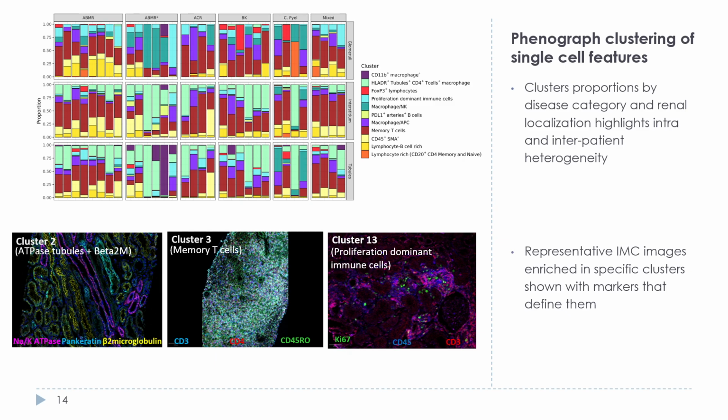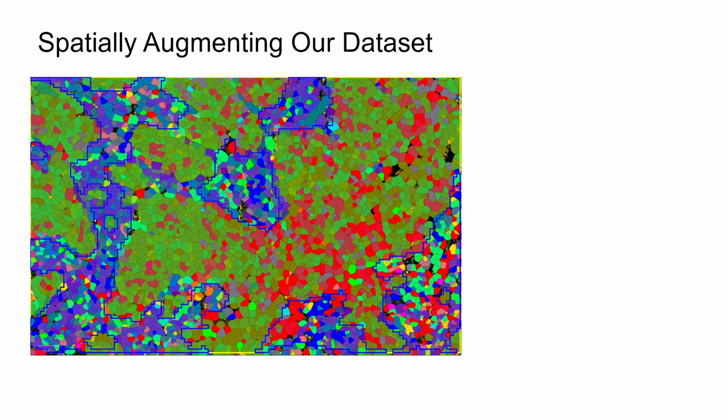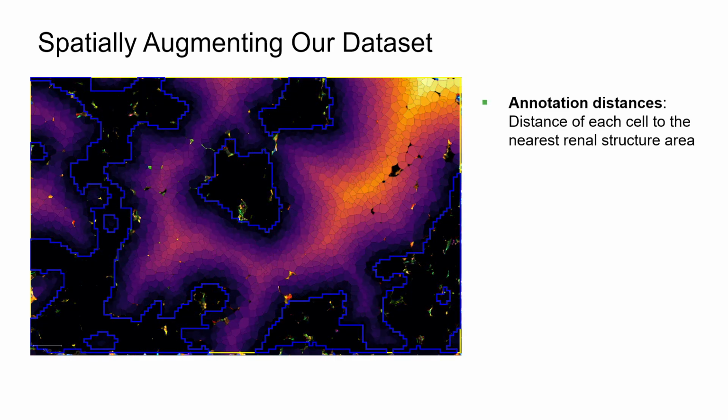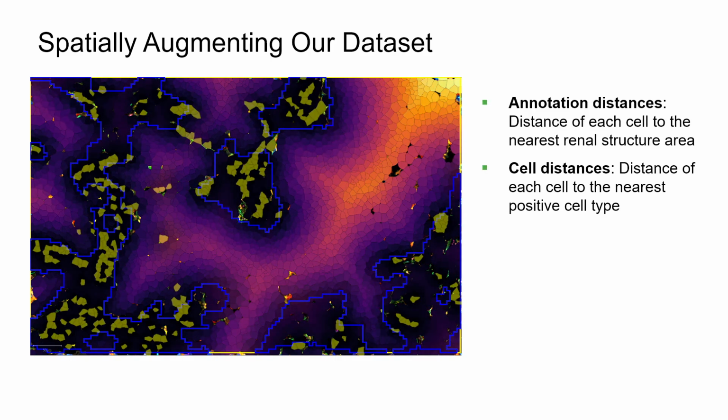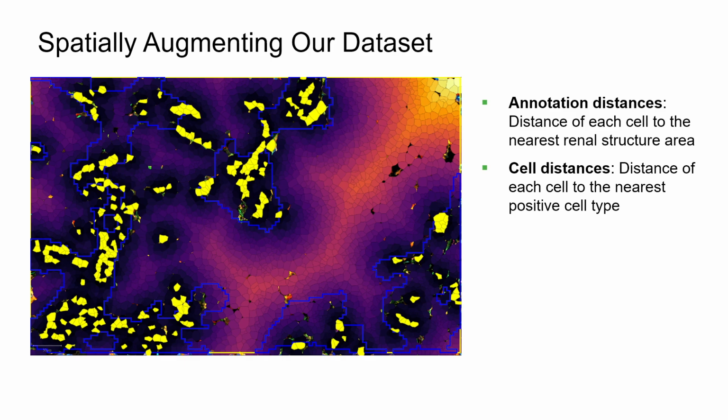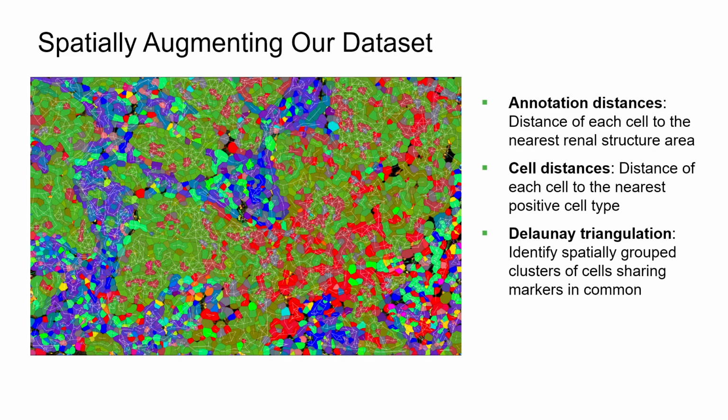But even at this stage, we have yet to extract all the spatial features that we can from this dataset, nor have we actually demonstrated the value over non-spatial features. So we can generate spatial features such as annotation distances, the distance of each cell to the nearest renal structure, cell distances, the distance of each cell to the nearest positive cell type, and Delaunay triangulation, identifying spatially grouped clusters of cells sharing markers in common. And while it's great that we can generate these features, we also need to explore the practical applications of spatial feature augmentation.